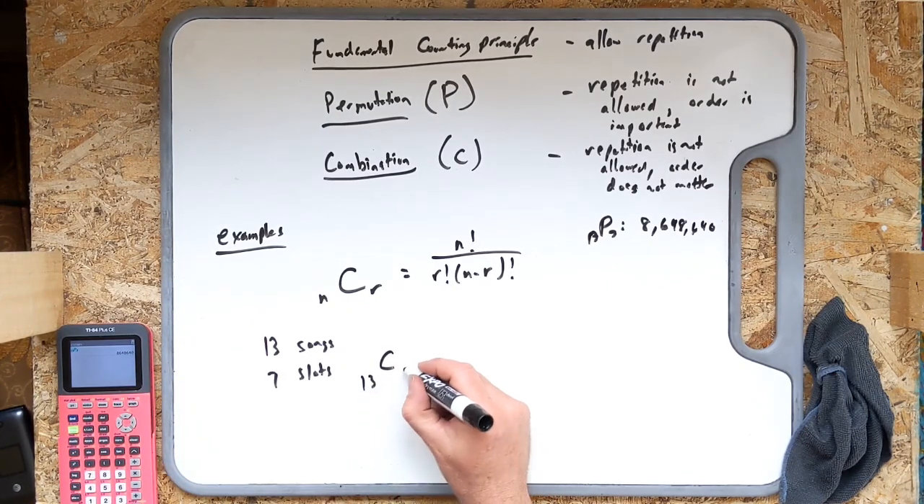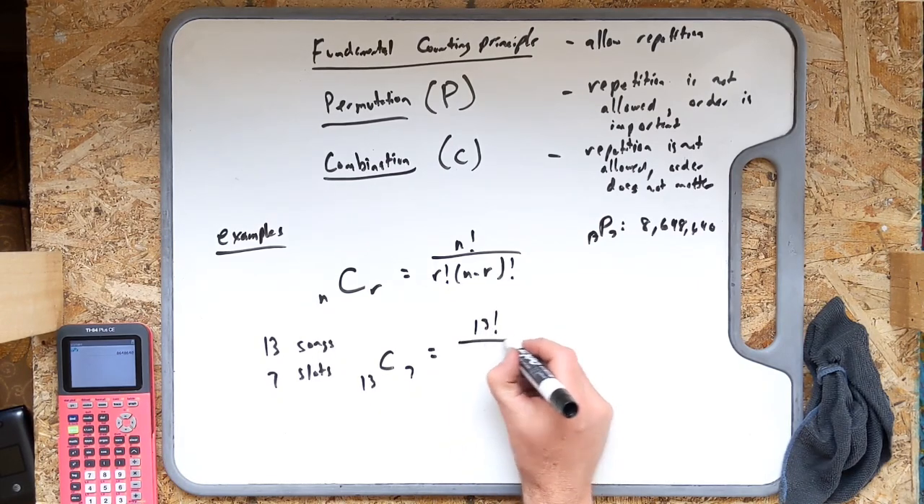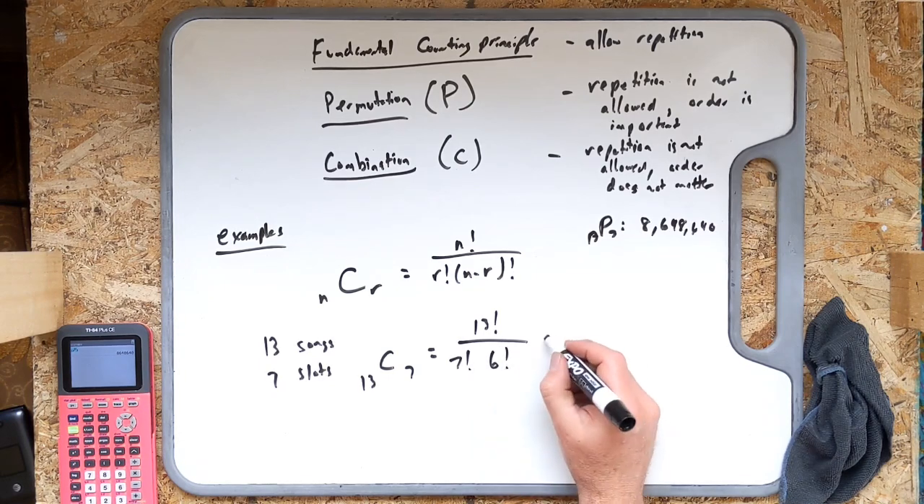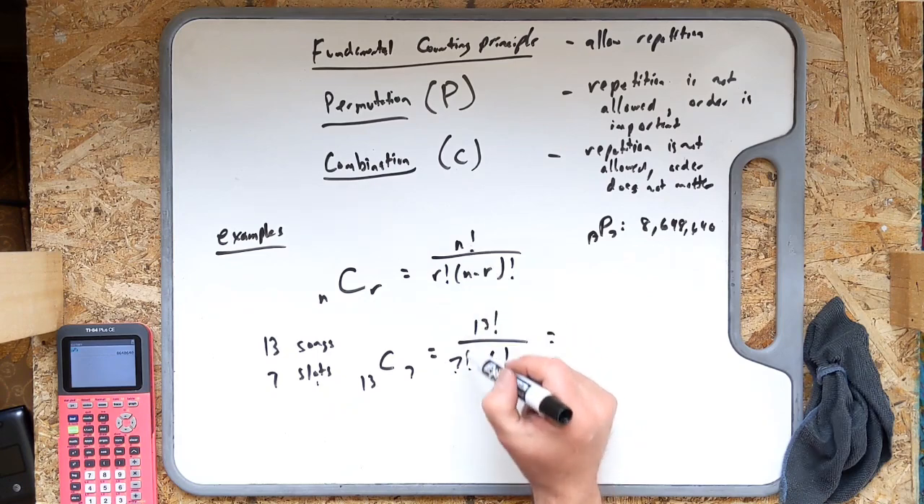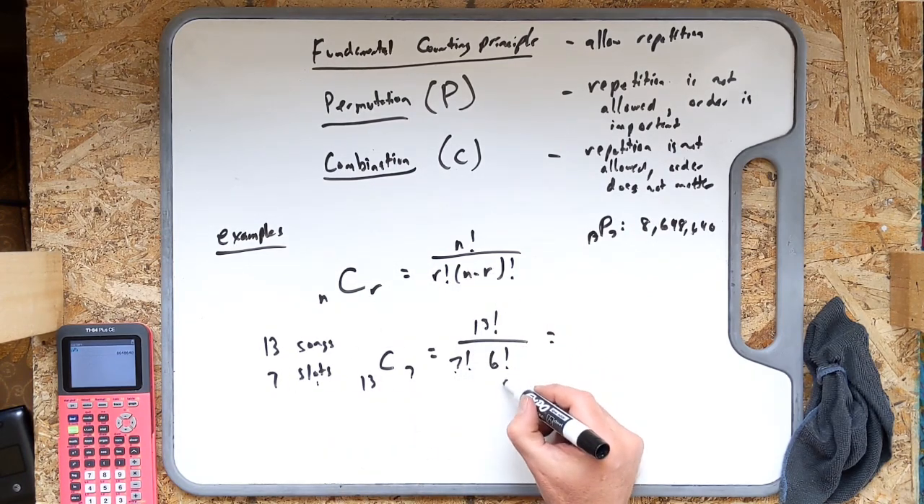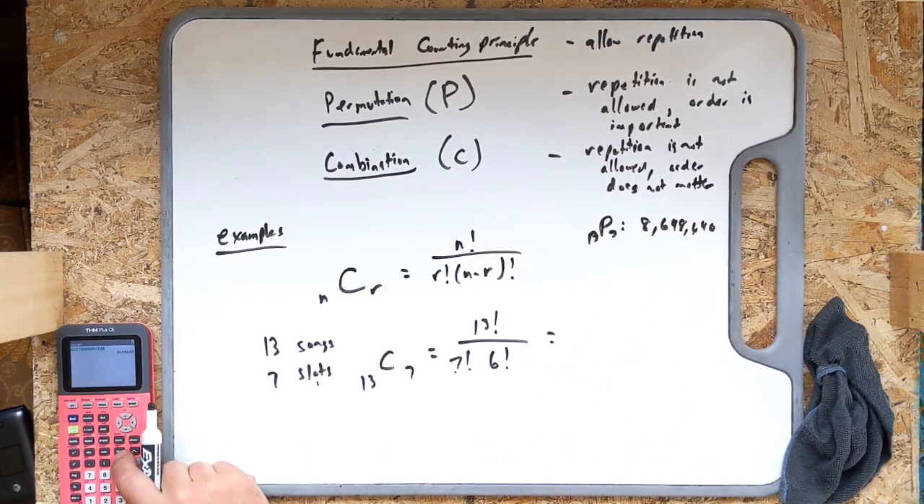Okay, combinations. So now 13, 7, order does not matter. This becomes 13 factorial over 7 factorial, 6 factorial. So 7 is r, and then 13 minus 7 is n minus r. This part right here, 13 factorial over 6 factorial, we know is that number. But again, this you can just do in your calculator.